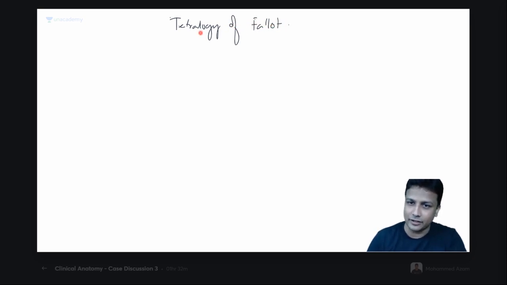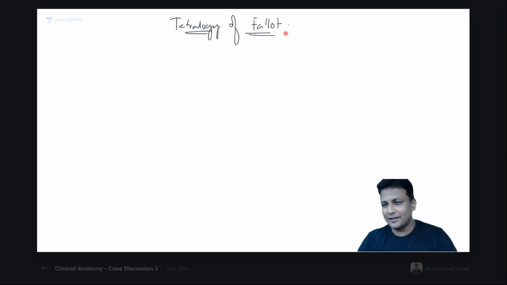Okay, Tetralogy of Fallot. Okay. Let me tell you right now how to remember the four conditions here. The name itself is telling you: tetralogy means there should be four conditions here.